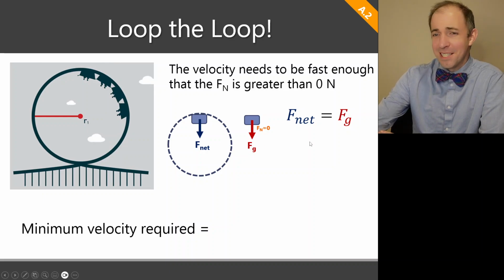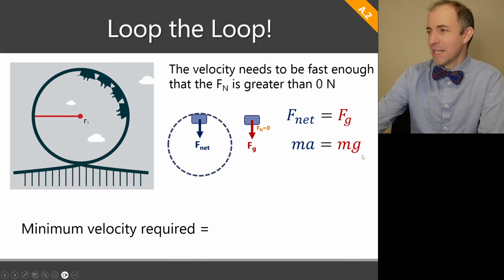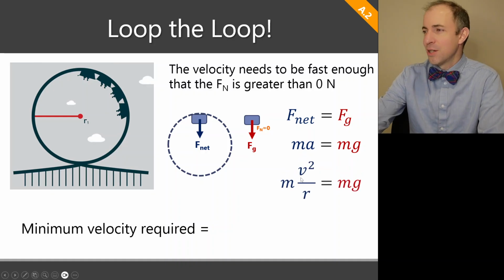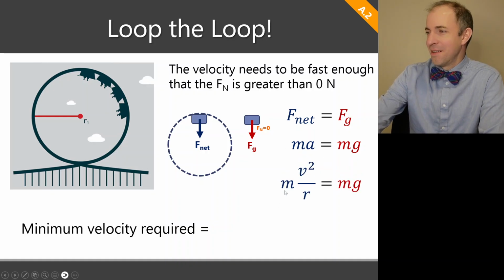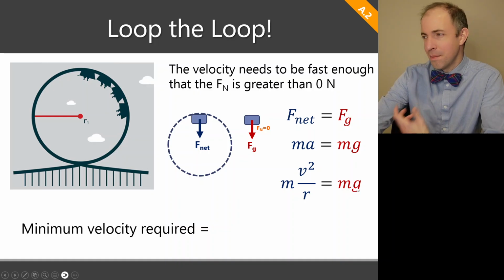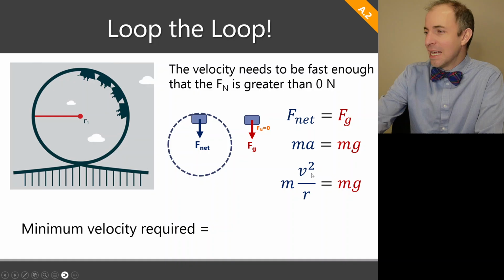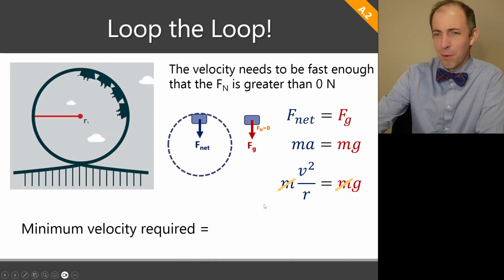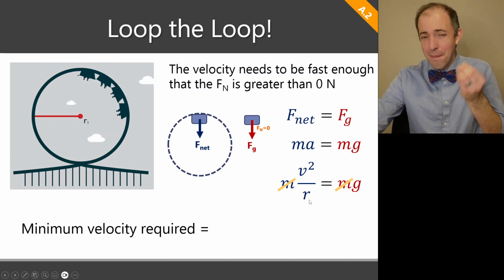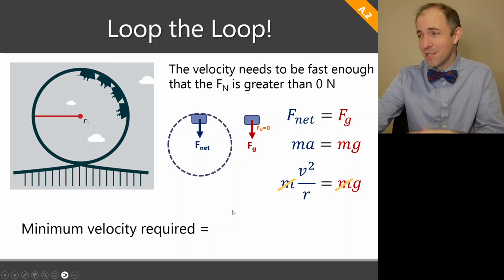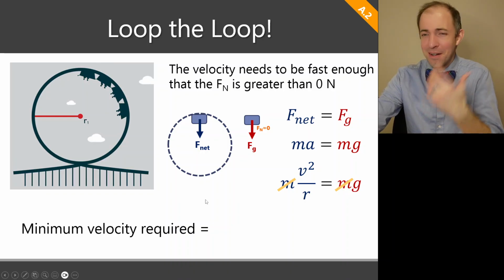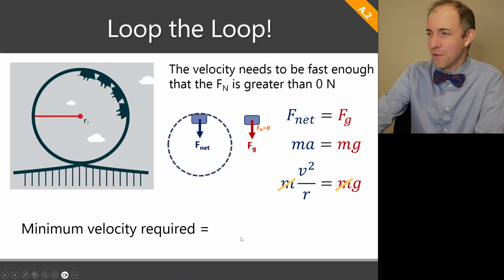And we know some ways to calculate that. We know that the net force is mass times acceleration, and we know the force of gravity is mass times gravity. And then we know that acceleration can be calculated if we know how fast you're going. It's just v squared over r. So we set m times v squared over r equal to mass times gravity because net force is all from Fg. And if I do this, I'll see that m is on both sides, so I can cross that off and then solve this for v. V in this case is essentially the minimum velocity that's required. So this is how slow you'd have to go for normal force to be zero, and you can't go slower than that or you'd fall off the track.